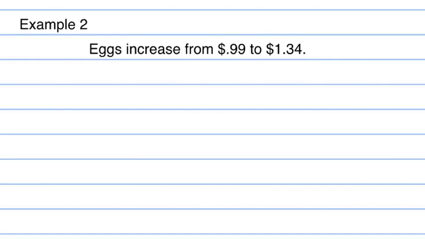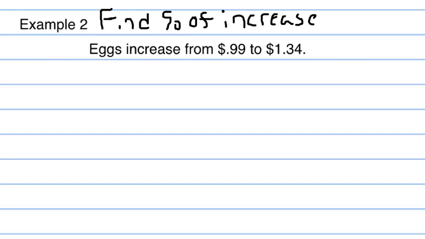Okay, let's look at a second example. We have the price of eggs increasing from 99 cents to $1.34. The original price is going to be the 99 cents. And we want to know what the percent of increase is. So we're going to find the percent of increase. My first step is to subtract these two and find out what their difference is.